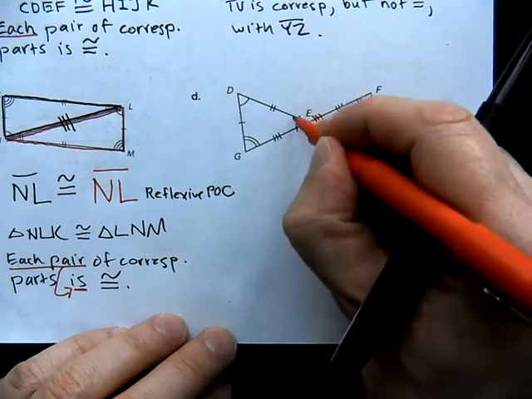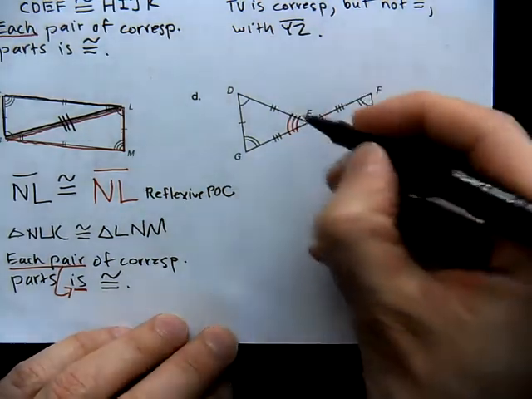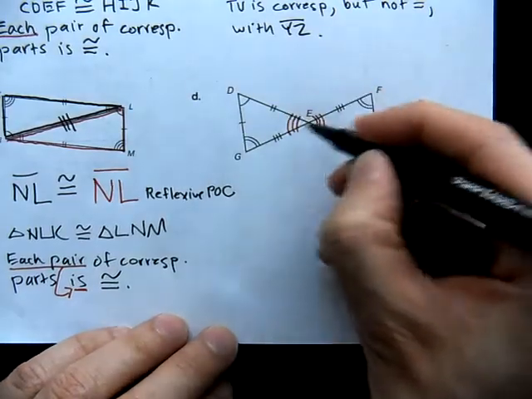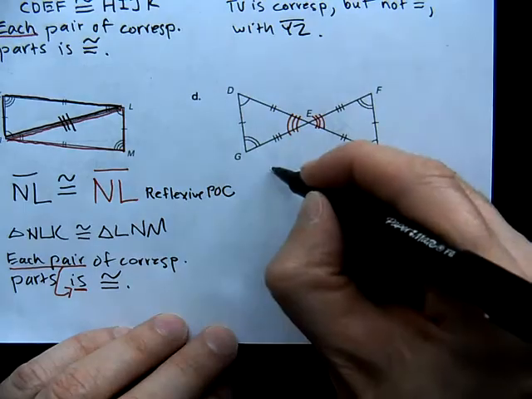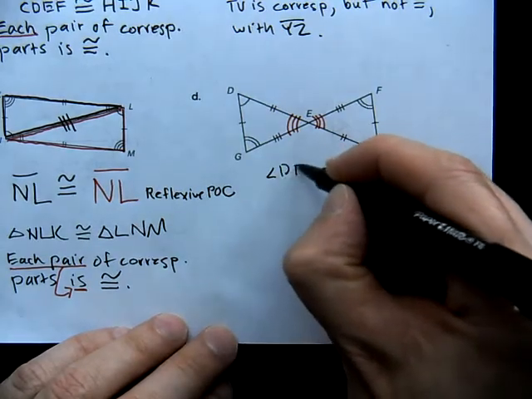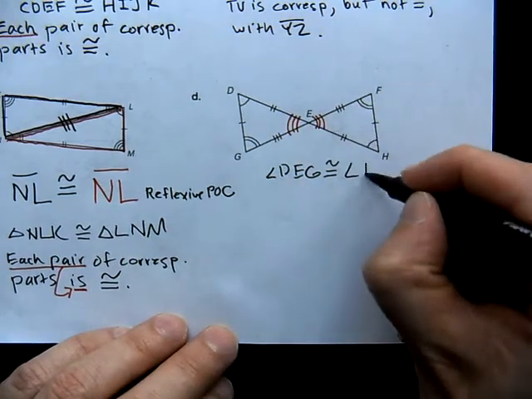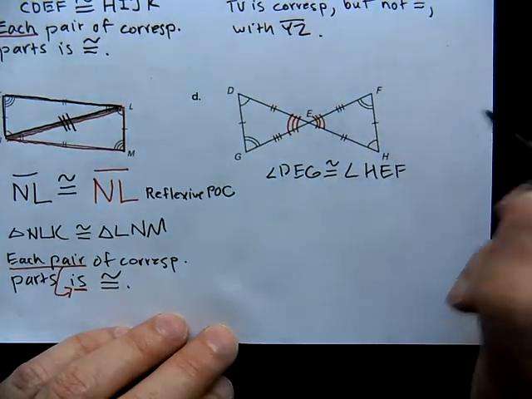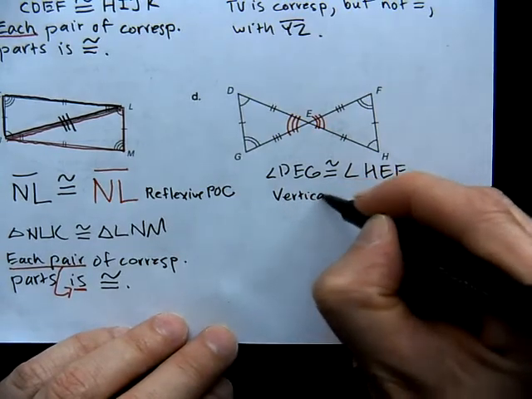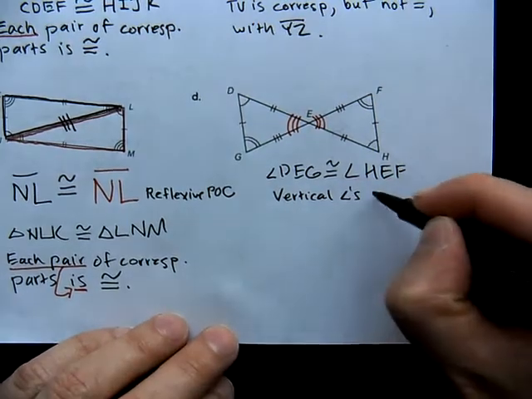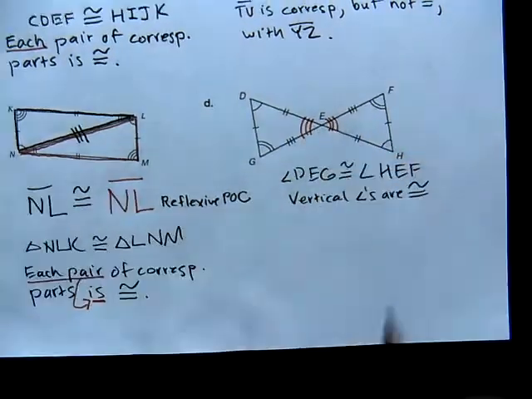Do you remember why? What's the name of that angle pair? So I can't call this angle E because we have lots of angles at vertex E. This is angle DEG. So angle DEG is congruent with angle HEF because we learned that vertical angles are congruent. And so that's why we're allowed to add those markings in.